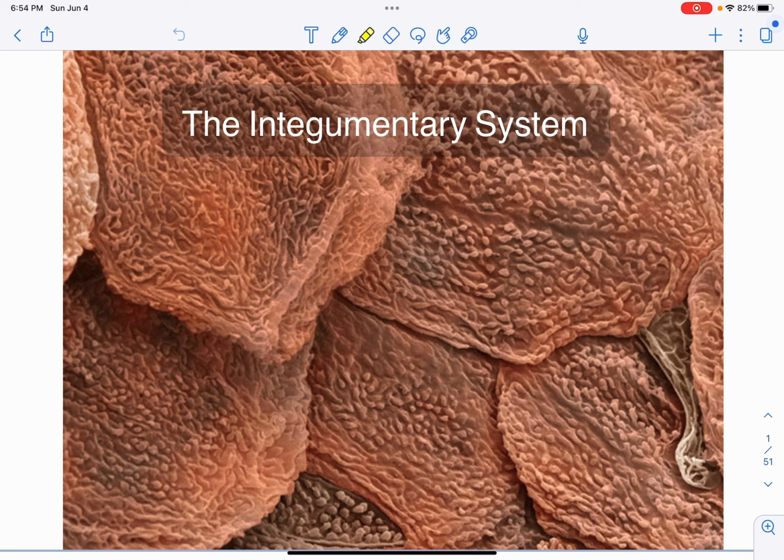We are going to start on lecture 4 today. It will probably be 2 parts. This is going to be our first organ system. We're going to be talking about skin and the accessories to skin, and it's also called the integumentary system.